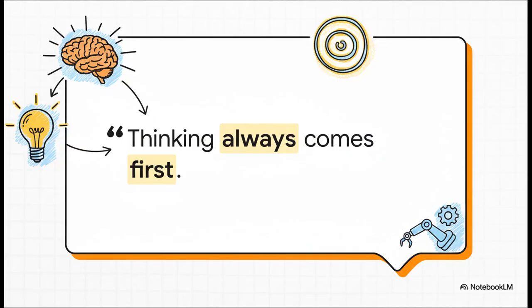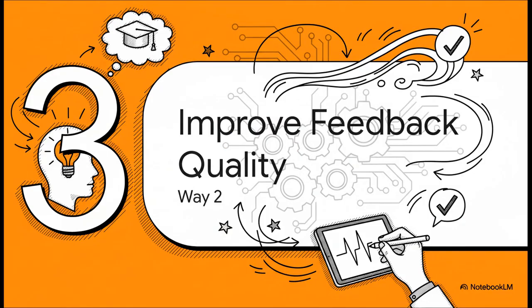So, this is the crucial takeaway. This should be the mantra in every single classroom. AI is the helper, the assistant that comes in after the initial brain work is done, never before. Thinking always comes first.